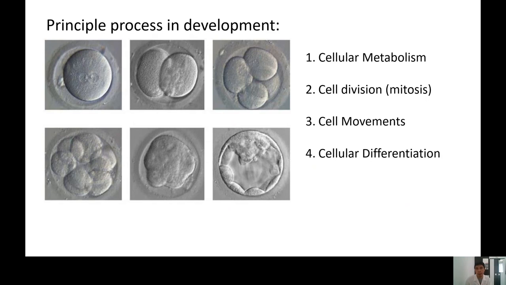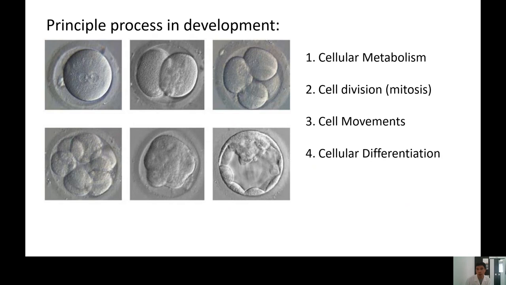For the developmental process, there are four principal things that you have to understand. Development should involve these four mechanisms. The first is cellular metabolism: the single zygote will activate its metabolism, and the enzymes will be activated, then the zygote will undergo division. Cell division, mitosis for example, needs energy, enzymes, and any kind of substance needed for the formation of the parts of the cells, because they will divide into different cells from the single cell. Therefore, it should start with the activation of the metabolism of such cells.